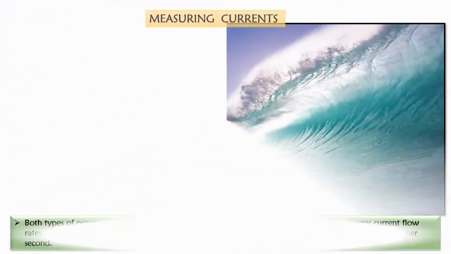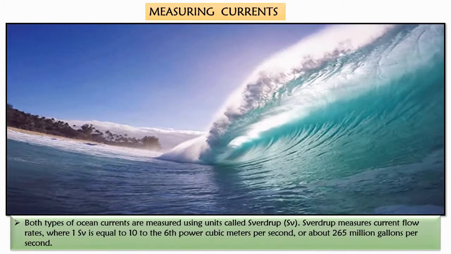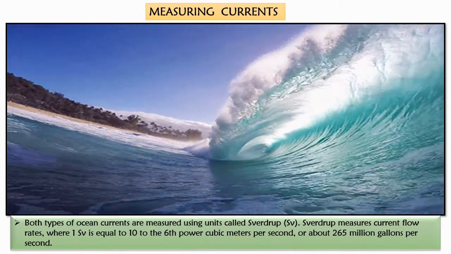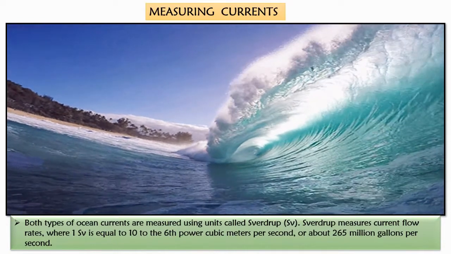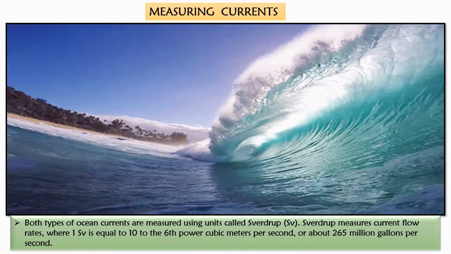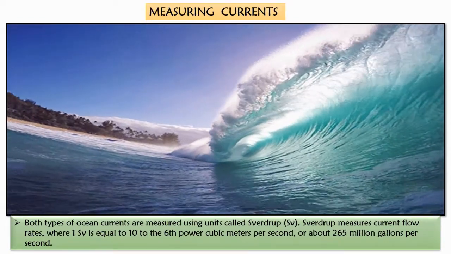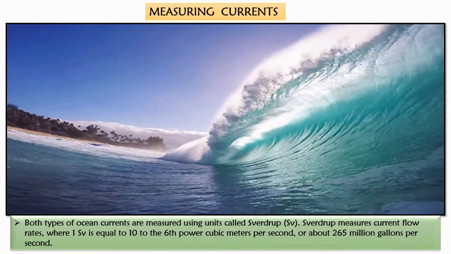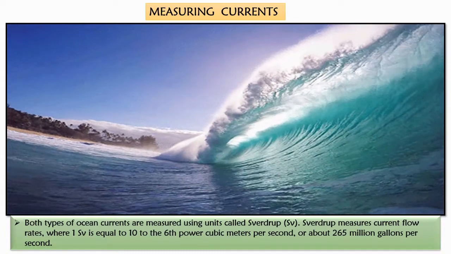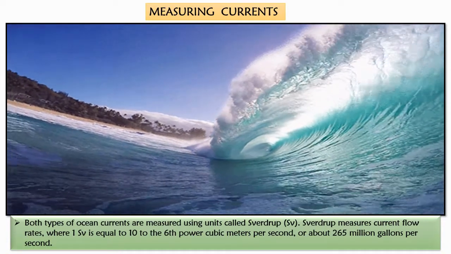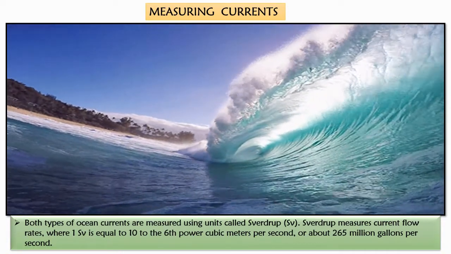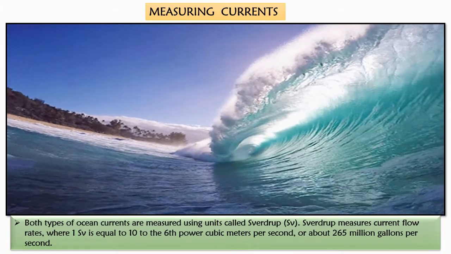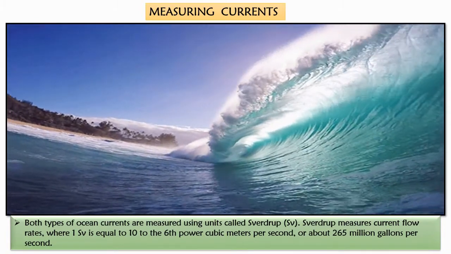Now let us see measuring currents. The Sverdrup, named in honor of oceanographer Harold Sverdrup, is used almost exclusively in oceanography to measure the volumetric rate of transport of ocean currents, and its symbol is SV. It is equivalent to the entire global input of fresh water from rivers to the ocean, which is equal to about 1.2 Sverdrup.